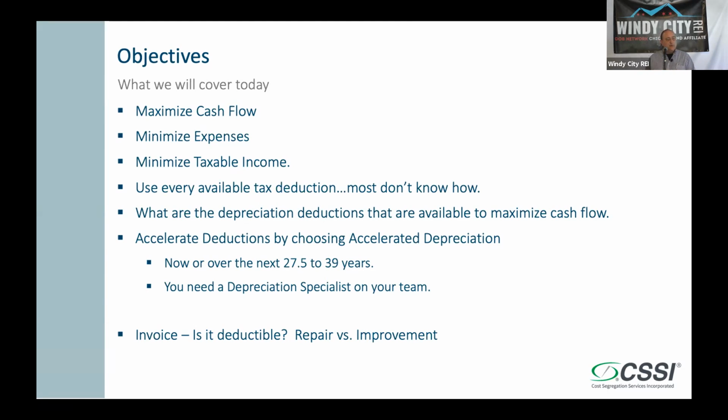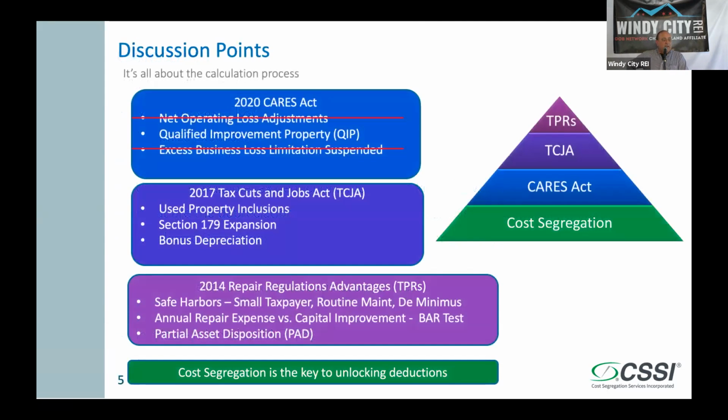You can see down there, the bottom point is about invoices. Are they deductible? Are they going to be repairs? Are they going to be improvements? And as you can imagine, with the taxes, there's a lot of different factors. There was the CARES Act, which expired this past year. There's a Tax Cuts and Jobs Act from 2017, tangible property regulations and things of that nature. The 2020 CARES Act, the reason why there's red lines through the other ones is because that expired with tax year 2020. But there was a technical glitch that was fixed with the QIP, Qualified Improvement Property.